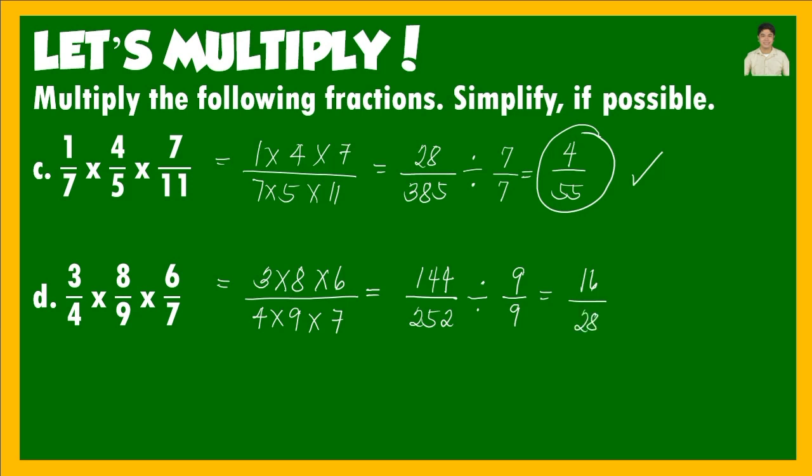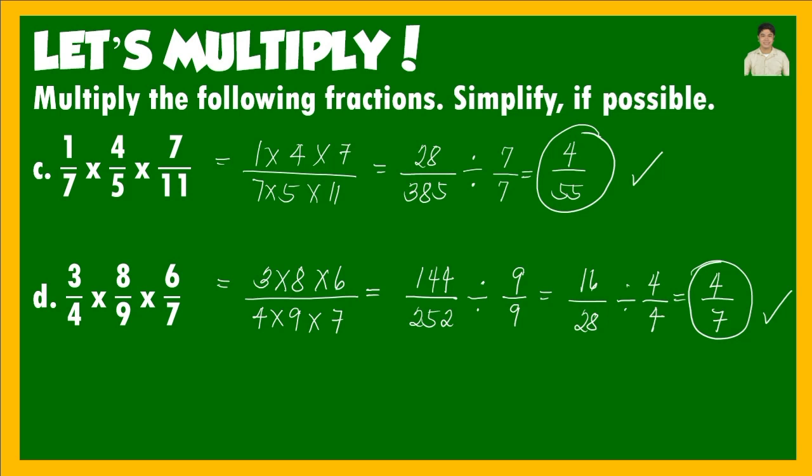Can we simplify 16 over 28 further? Yes, we can divide this by 4. So 16 divided by 4, we have 4. And then 28 divided by 4, we have 7. So 4 over 7, this will be our final answer.